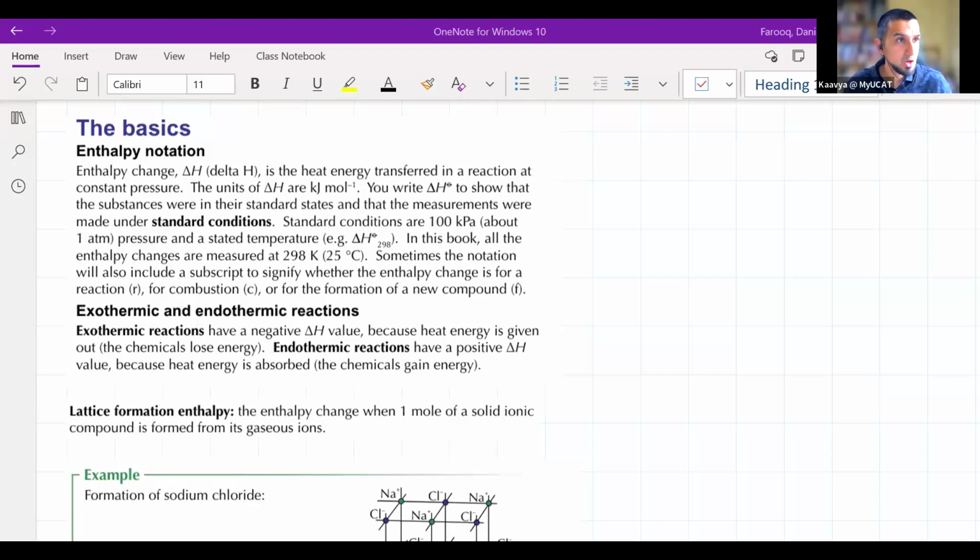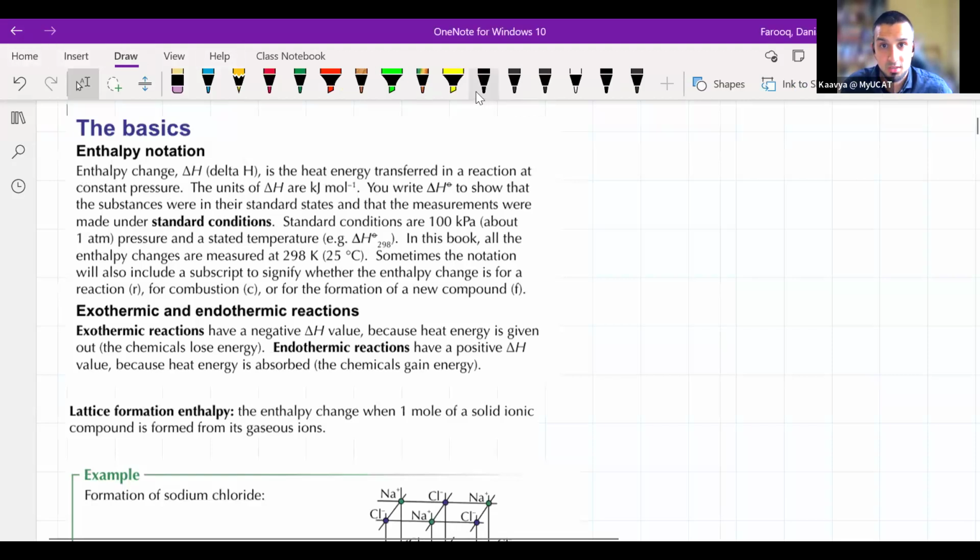Okay, great. So we'll start. Sorry about that delay. So we'll talk about enthalpy. Enthalpy is the heat transferred at constant pressure, okay? So it's important to remember that. It's similar to heat change, but just at constant pressure. That's the key thing. The next key thing is that it's kilojoules per mole, so that's 1,000 joules per mole.